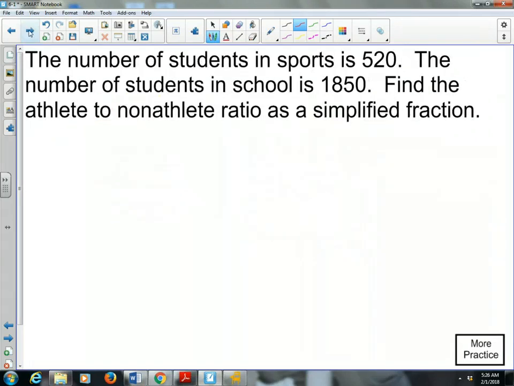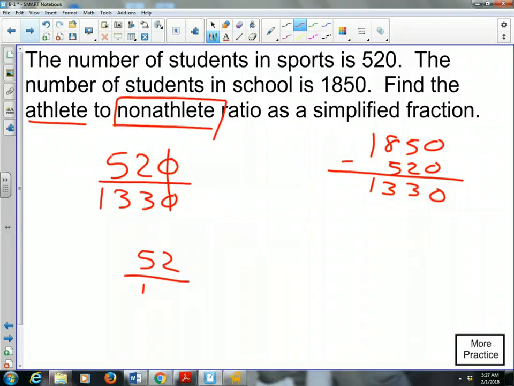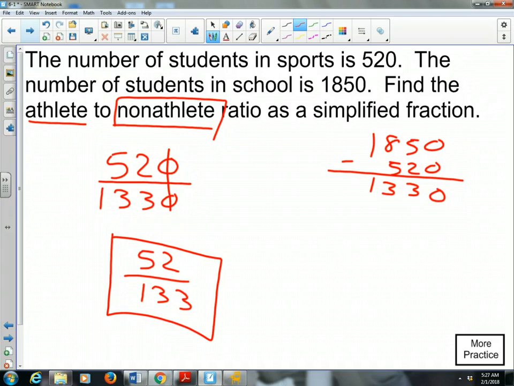On this next one, it says the number of students in sports is 520, the number of students in school is 1850, so the same numbers as the last one. But this time it says find the athlete to non-athlete ratio as a simplified fraction. So athletes go in the numerator, 520 athletes, and non-athletes go in the denominator. How many non-athletes are there in the school? If there's 1850 total and 520 athletes, we subtract to get the number of non-athletes. So there are 1,330 non-athletes. This one wants our answer as a simplified fraction. So we simplify this fraction, and we get 52 over 133. For every 52 athletes, there are 133 non-athletes.